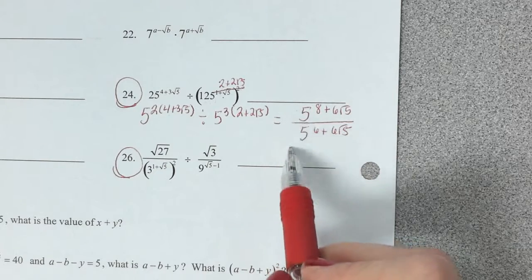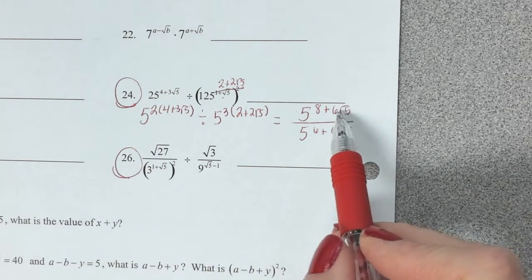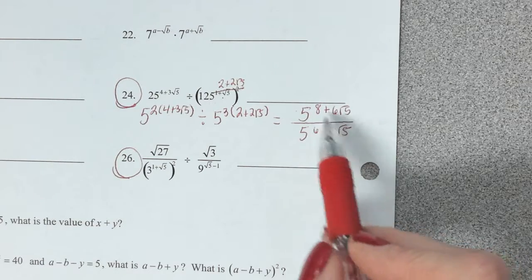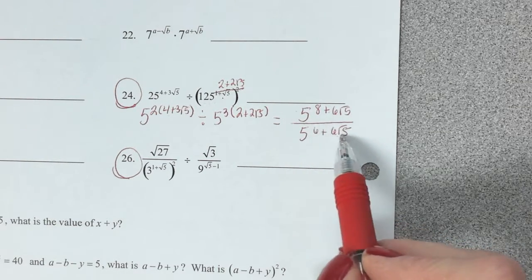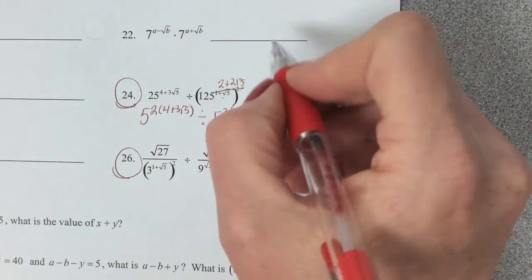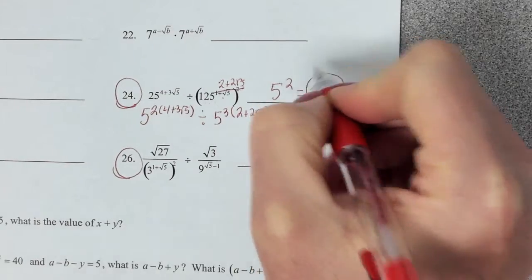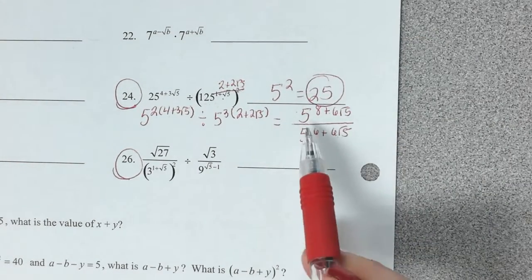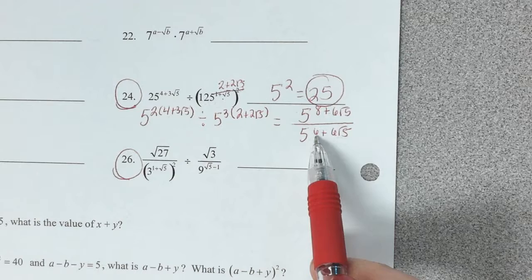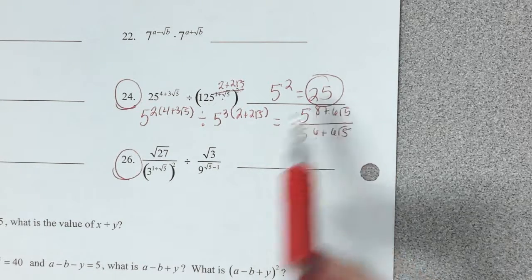What do we do when our bases are alike? What do we do with the exponents? Subtract them. So if I subtract them, what am I going to be left with? 5 squared, isn't it? So all that just goes down to 5 squared, which is 25. The reason that happened is 8 minus 6 is 2. 6 radical 5 minus 6 radical 5 is 0, so we were just left with 2.